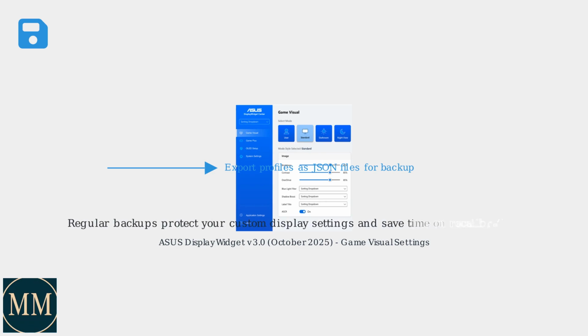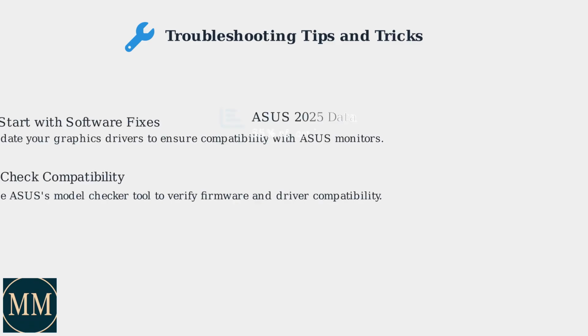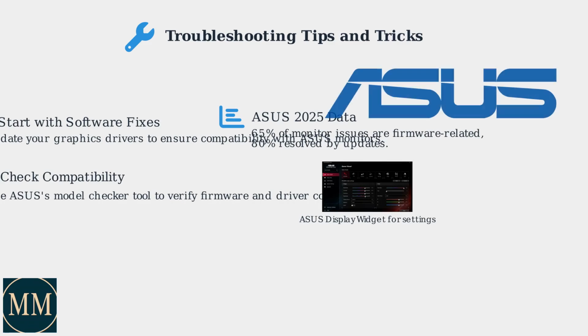By regularly backing up your profiles, you protect your custom display settings from being lost and avoid the time-consuming process of recalibrating your monitor. When troubleshooting ASUS monitor settings, begin with software fixes, like updating your graphics drivers. This ensures compatibility and can resolve many common issues. Next, use ASUS's model checker tool to verify firmware and driver compatibility with your specific monitor model. According to ASUS's 2025 data, 65% of monitor issues are firmware-related, and 80% are resolved through updates.